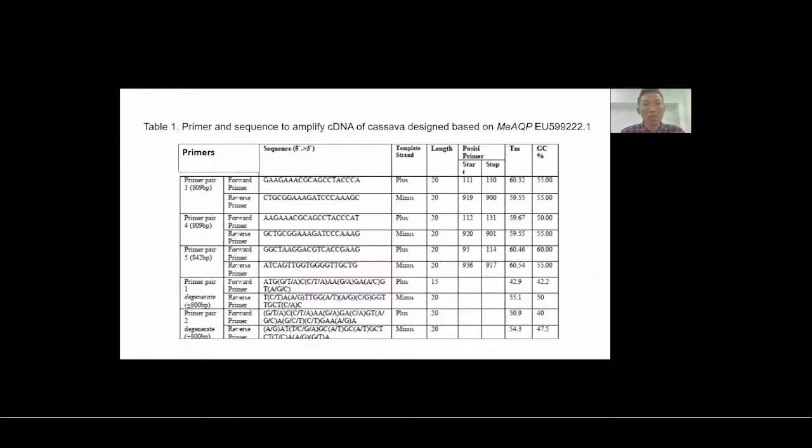Table 1 shows the primers and sequences used to amplify the DNA of cassava, designed with NCBI accession AU 5992241. We name the first primer pair Aquafor 1, primer pair 2 Aquafor 2, which were degenerate primers, the third primer pair Aquafor 3, the fourth primer pair Aquafor 4, and also Aquafor 5 for primer pair 6.